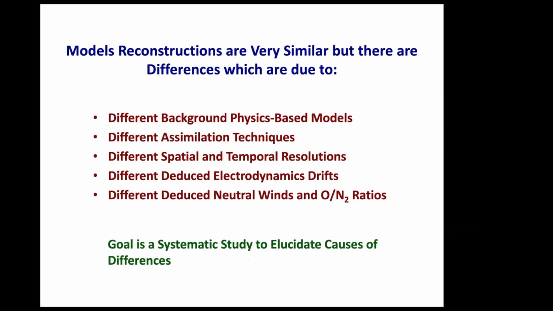The data assimilation reconstructions are very similar, but there are important differences. The fact that the reconstructions are not exactly the same is not surprising, because the data assimilation models are based on different background physics-based models, different assimilation techniques, different spatial and temporal resolutions, different deduced electrodynamic drifts, different deduced neutral winds, and O to N2 ratios. Eventually, our goal is a systematic study to elucidate causes of the differences.